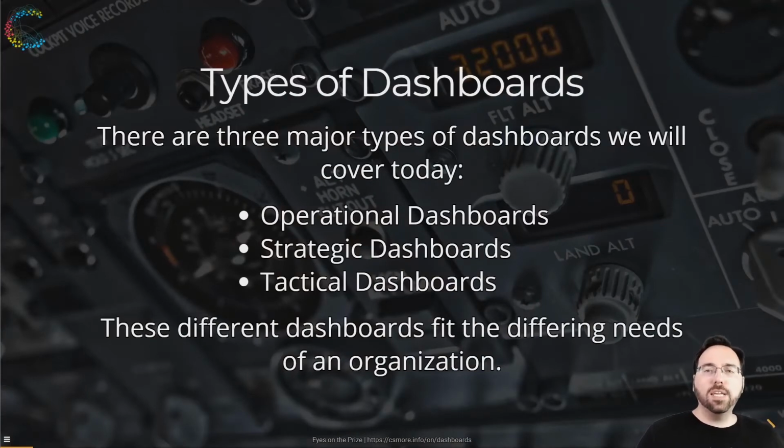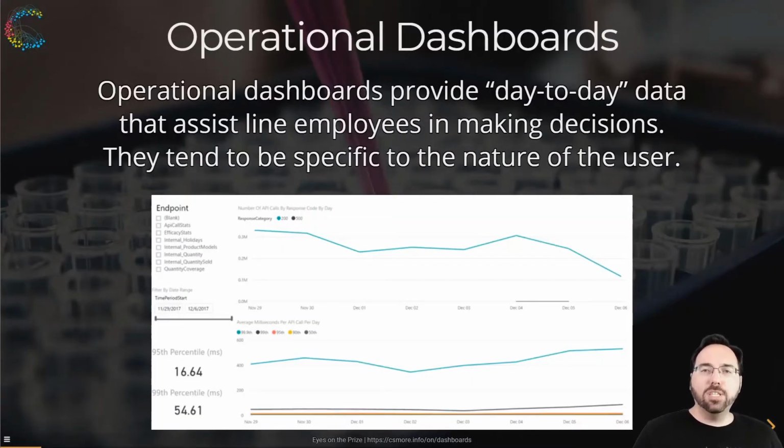The first one is operational dashboards. Operational dashboards give day-to-day data that assist line employees in making decisions. And when I say day-to-day, it could be real time, it could be a few minutes delayed, it could be 15, 20, 30 minutes delayed. But it's generally closer to real time. And these tend to be specific to your technical group using the dashboard.